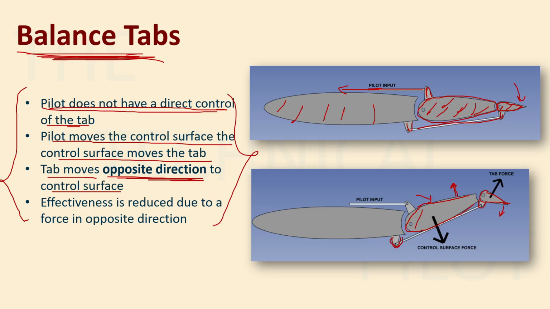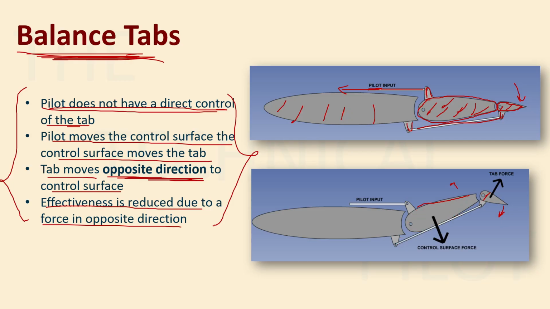As you can see, the control surface here has moved upwards, but the balance tab has moved downwards, right? So the balance tab moves opposite to the control surface. And the effectiveness is reduced in this case because there is a force generated in the opposite direction.